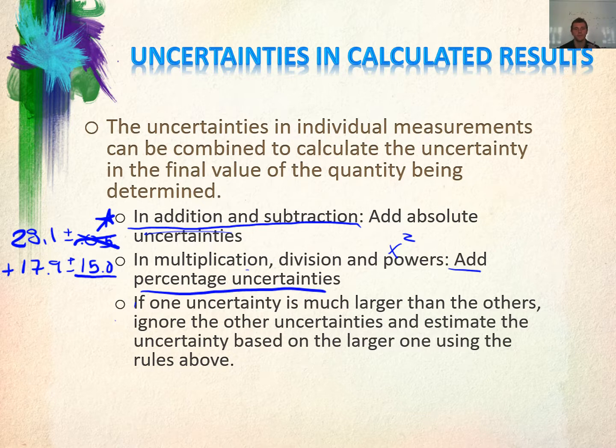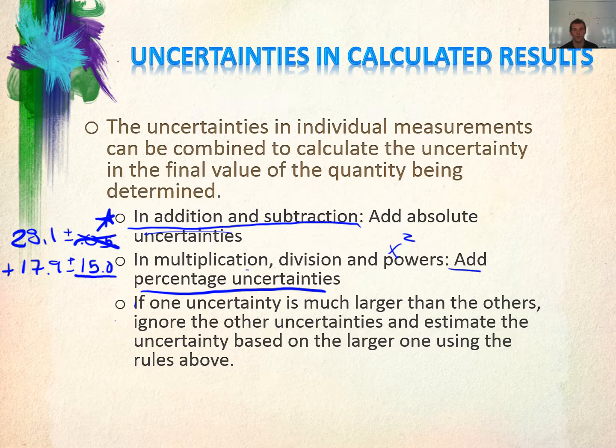Uncertainties in individual measurements can be combined to calculate the uncertainty in the final value of the quantity being determined. In other words, if you're doing addition and subtraction, you're going to add absolute uncertainties, and in multiplication, division, and powers, so like x squared, you're going to be adding percentage uncertainties. If one uncertainty is much larger than the others, ignore the other uncertainties and estimate the uncertainty based on the larger one using the rules listed above.